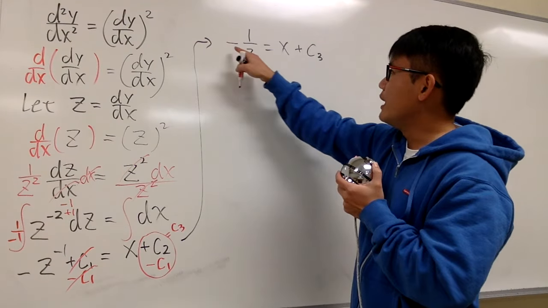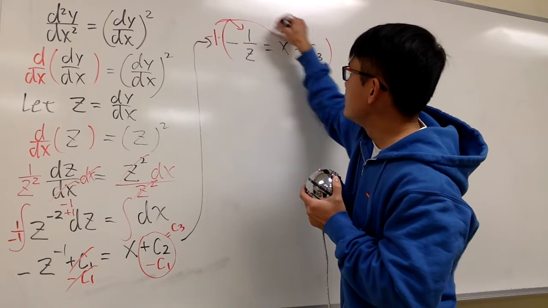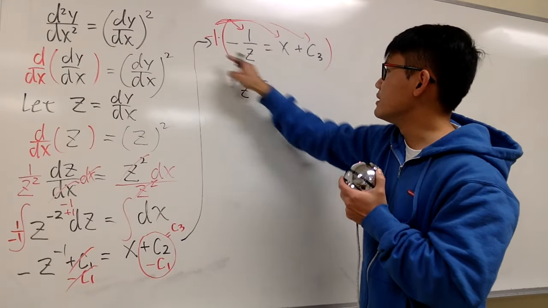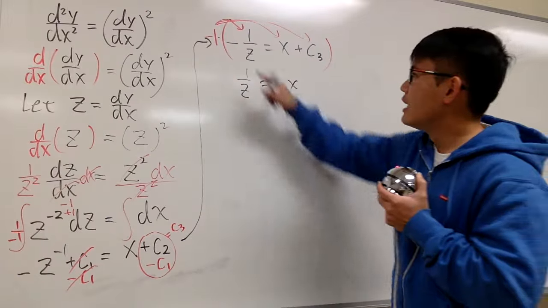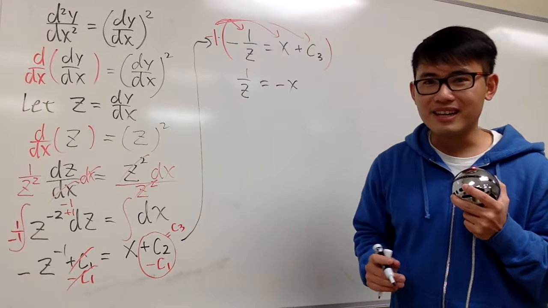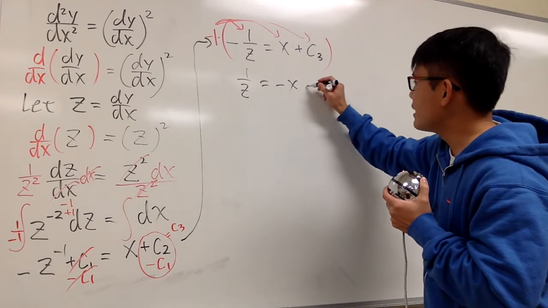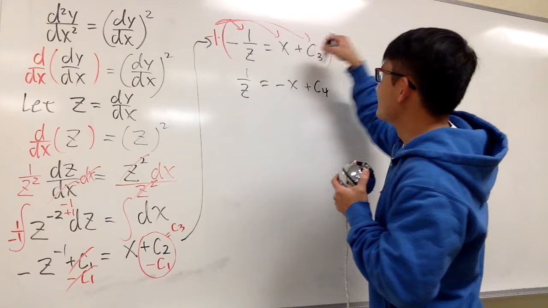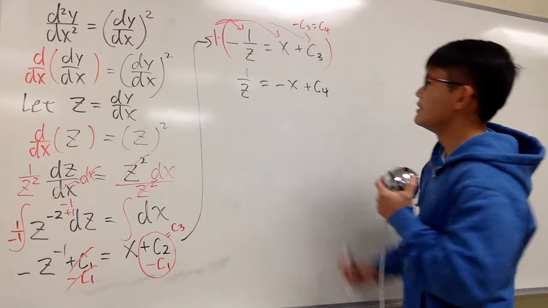Alright, next, we have the negative right here. So let's go ahead and multiply everything by -1. This way we can just get positive 1 over z, and this is equal to -x. And here's another fun part. -1 times c3 is -c3. However, c3 is a constant, so -c3 is also a constant. Allow me to just put this down as plus another constant, c4. Okay? So, once again, -c3, I'm just going to say this is another constant, c4.